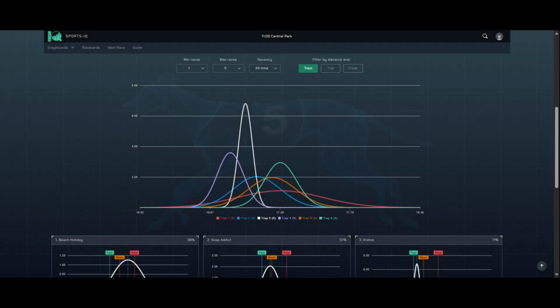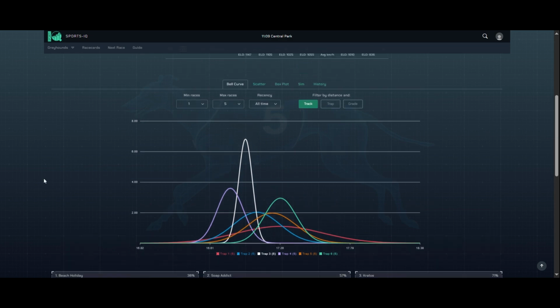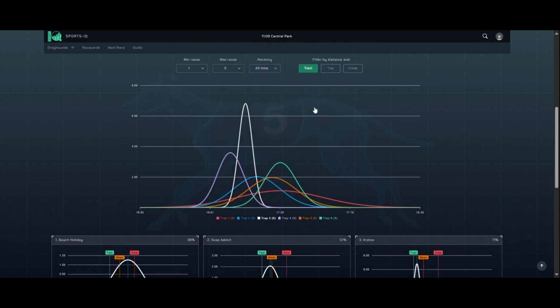Selection is really fast. We're moving through the filtered race card, race to race to race, looking for one thing. We're looking for a Maverick Curve. So onto the bell curve straight away. The settings are minimum races 1, max races 5, recency all time, filter by distance and track. We're looking for a Maverick Curve, which in this race is trap 4, the purple.